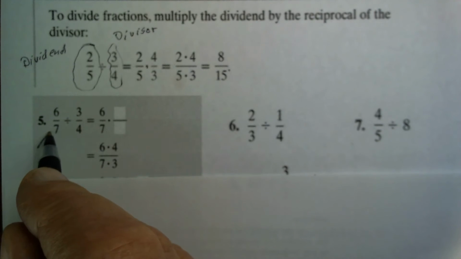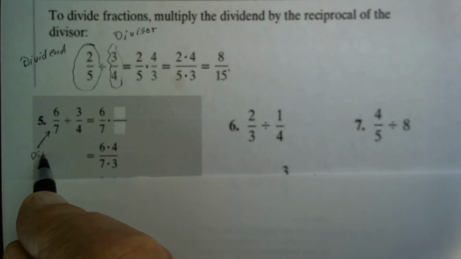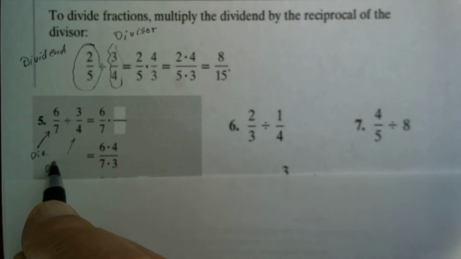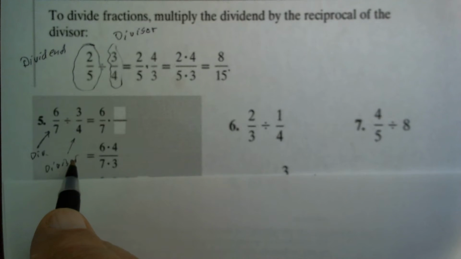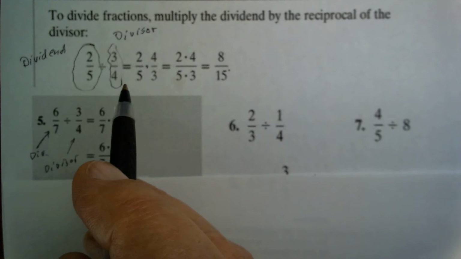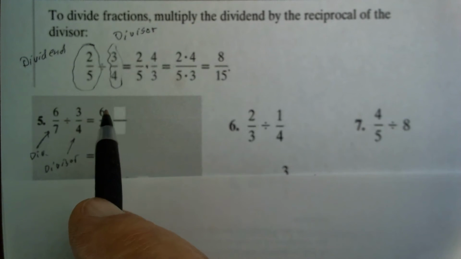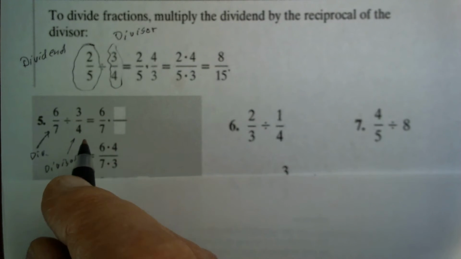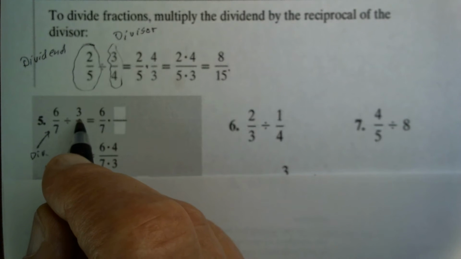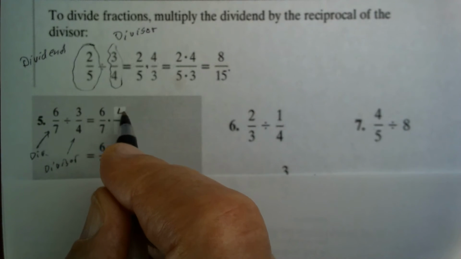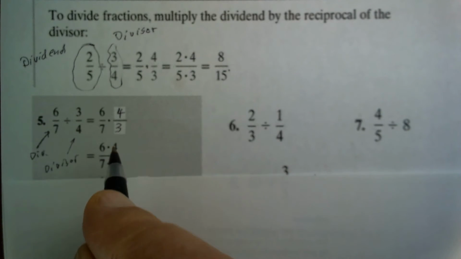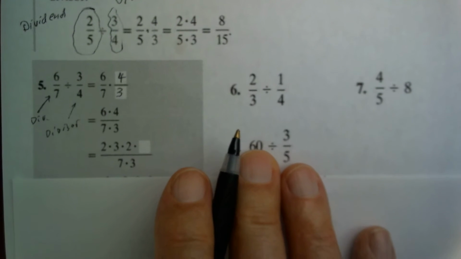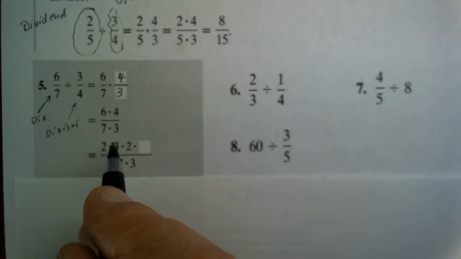So again, this is the dividend, and the second expression is the divisor. I'm just going to write it here. Okay, so what the division tells you to do is we leave the dividend alone, but we take the reciprocal of the divisor, and the reciprocal of 3/4 is 4/3. Okay. So then now we have 6 times 4 divided by 7 times 3.